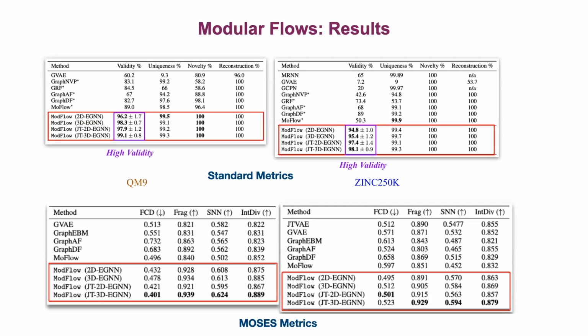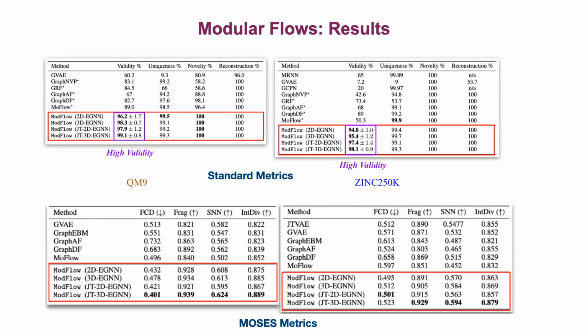There is also novelty. Novelty essentially is a criterion to measure how many new molecules you are able to generate. Essentially, the molecules that you did not see as part of your training, but you're able to generate after you trained your model. And then, of course, reconstruction.